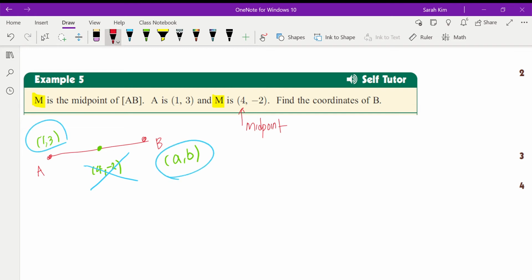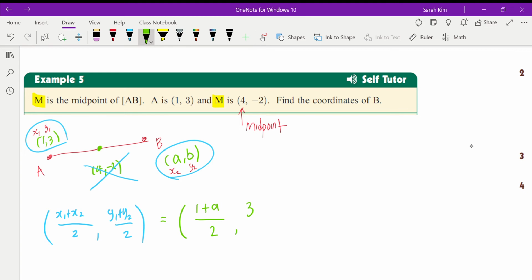So step 1, always start off with my step 1, is to label them. So I'm going to write x1, y1, x2, y2. Right, my step 2 is to use that formula. Hopefully you remember, you average it, so you add it together, divide by 2, add it together, divide by 2. Alright, so that should look like this when you substitute those values in. X1 is 1, my X2 is A, divide by 2, my Y1 is 3, my Y2 is B, divide by 2.